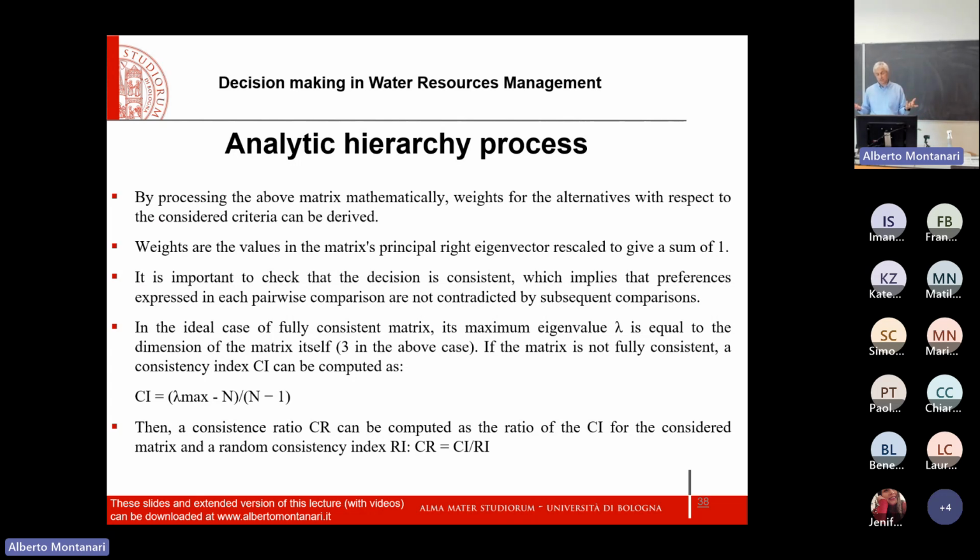And I can tell you that in R and Excel, it's very easy to compute this right eigenvector. And this right eigenvector has to be rescaled to give a sum of 1 because the weights have to sum up to 1. So once you have the matrix in Excel, you take the right eigenvector and you have a function to do that. Rescale the elements of the eigenvector to 1 and you get the weights. This is something very easy. Also in R, you have a function to get the right eigenvector.